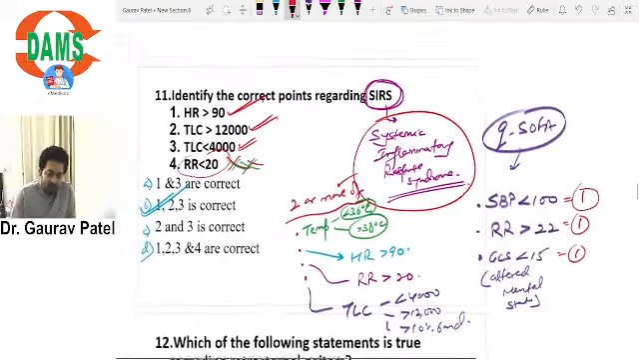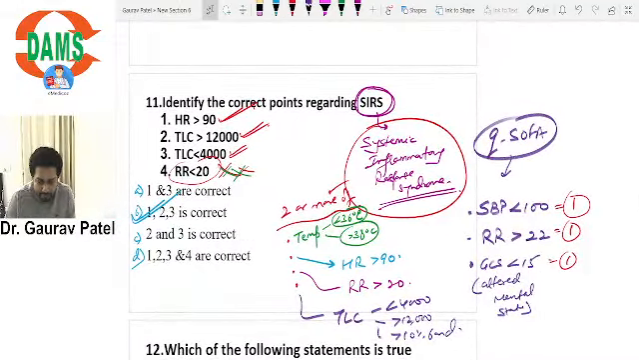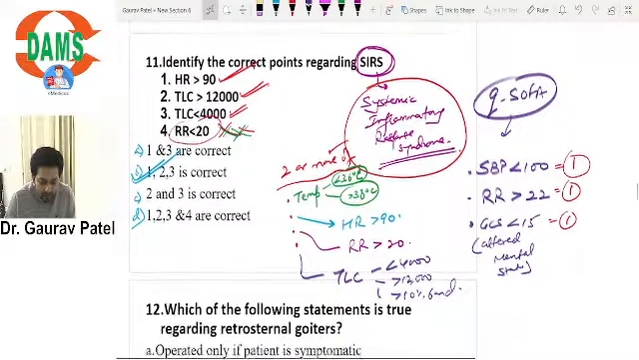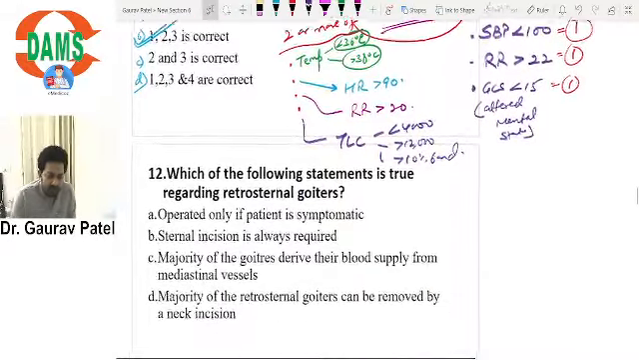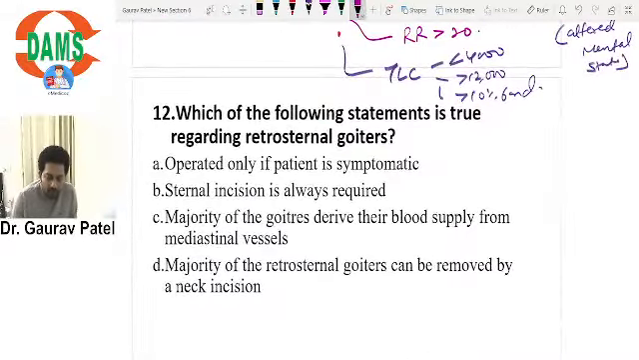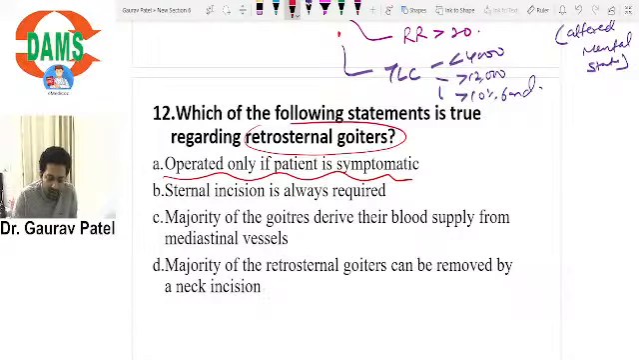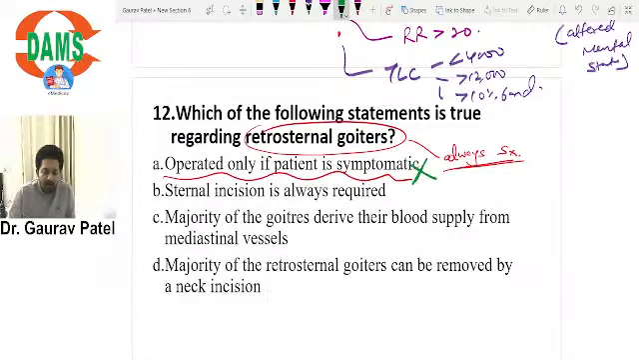So SIRS and Q-SOFA score. Next question. Which of the following statements is true regarding retrosternal goiter? Operated only if the patient is symptomatic. Retrosternal goiter, always surgery. So this is wrong. Next option. Sternal incision is always required.